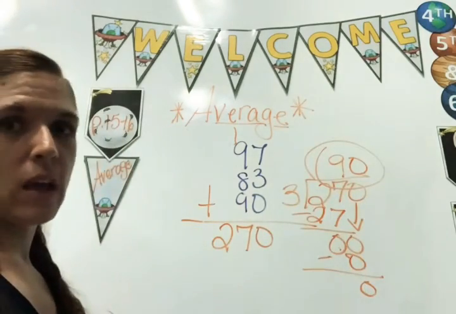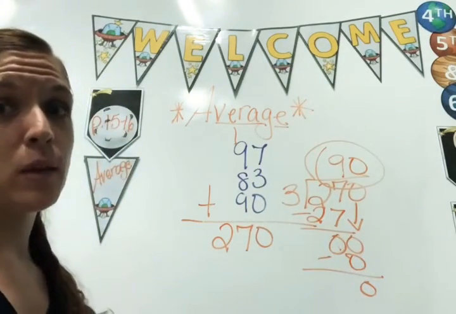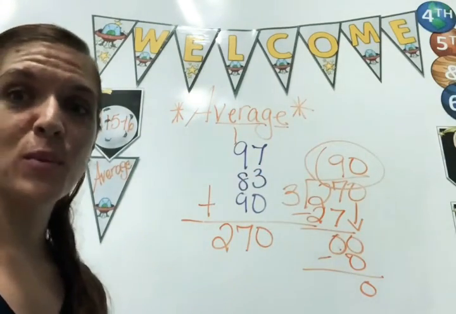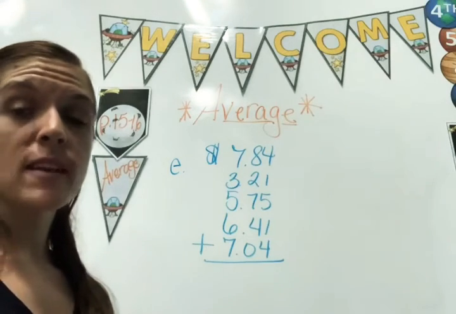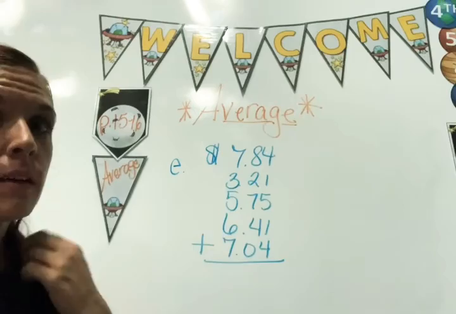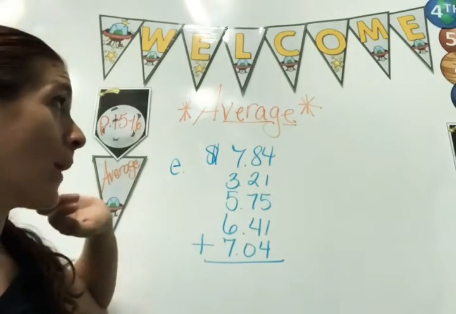So if you're thinking, what do you think I'm going to get on the next test? It's probably going to be close to a 90, your average. Let's do a few more. Okay, I'm going to do letter E with you because I want to make sure that you know how to write all your money the right way to sum, okay?